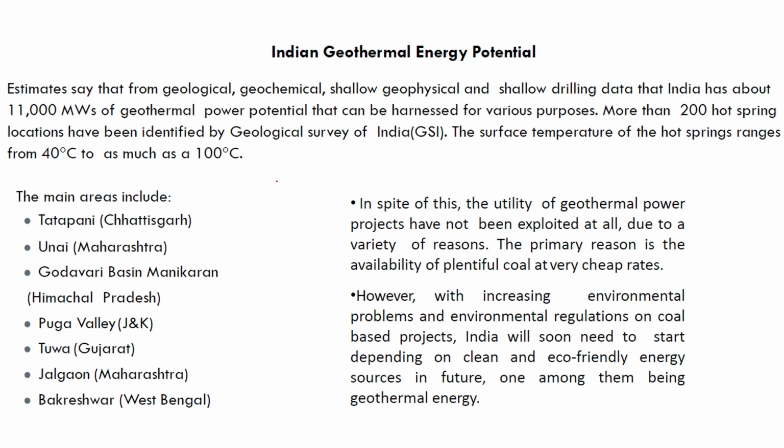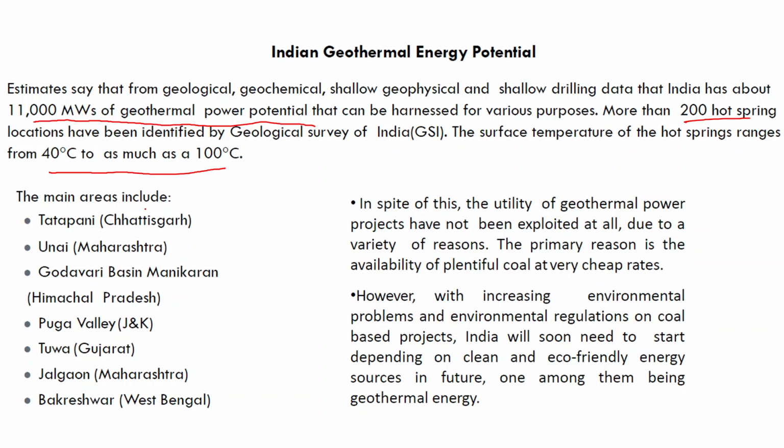And Indian geothermal energy potential. Estimates from geological and geochemical, shallow geophysical, and shallow drilling data show that India has about 11,000 megawatts of geothermal power potential that can be harnessed for various purposes. More than 200 hot spring locations are available in India, and the surface temperature varies from 40 to 100 degrees C. The temperature is not very high, but it is in the range of 40 to 100 degrees C.